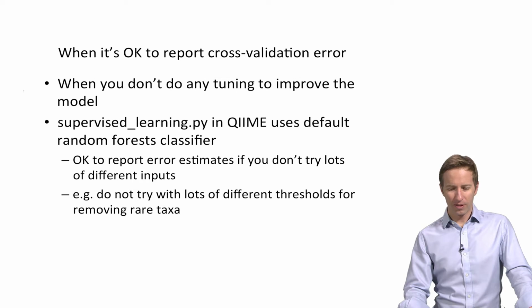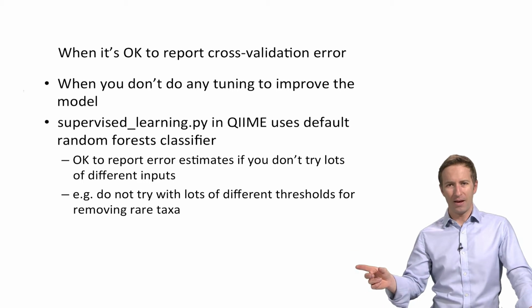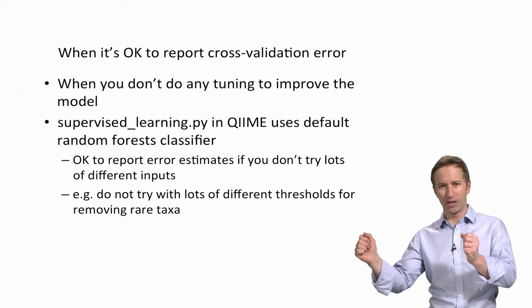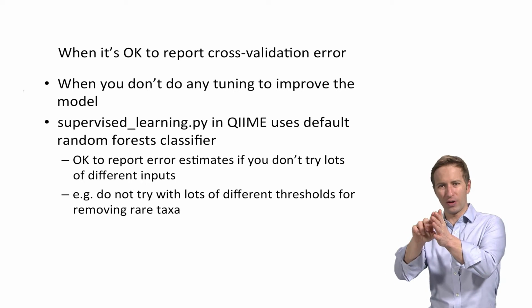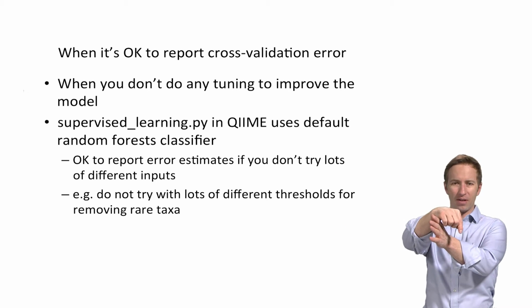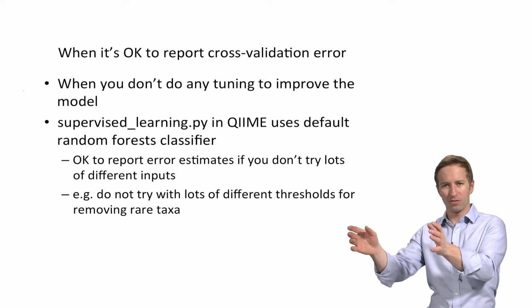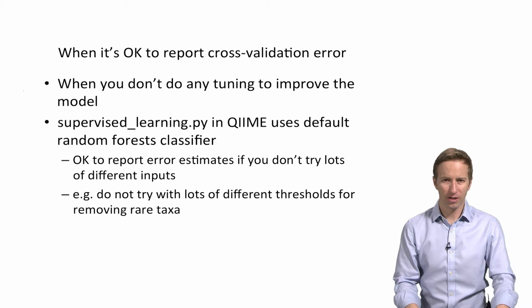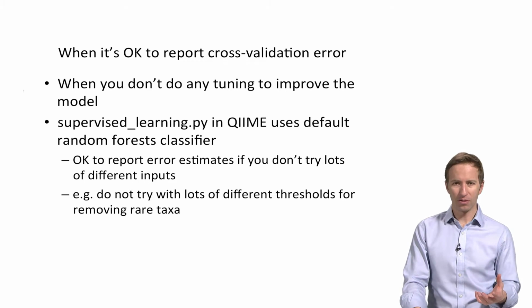Now, in the last video, we were discussing how to do cross-validation, and how if you're doing lots of tuning of your model, but you don't have a big data set, you really need to do a nested cross-validation, where you do one internal cross-validation to train your model, and then you evaluate it on some extra held out data. Then you put that data back in, pull out some other data as the test data, and retrain, and so on. However, there are cases when it's okay to just report the cross-validation error without doing nested cross-validation, and that's when you're not doing any tuning to improve the model.